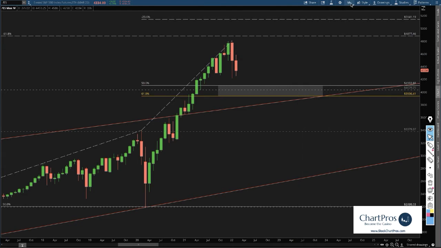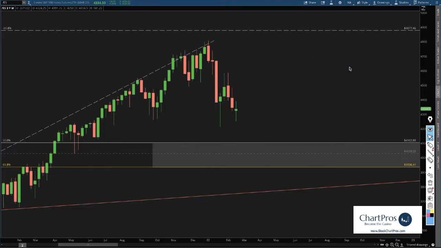But let's take it down to a lower level. We'll start down at the weekly, and we see some interesting developments in both directions.